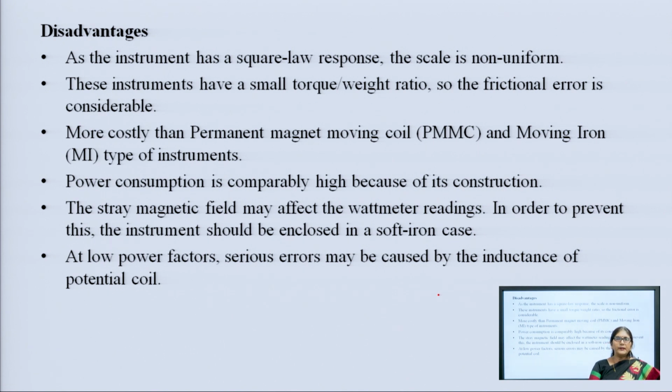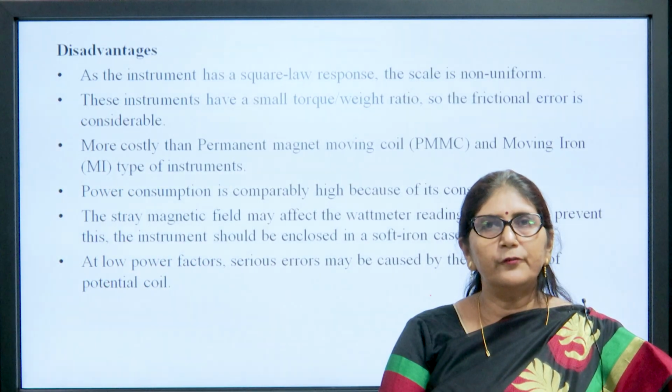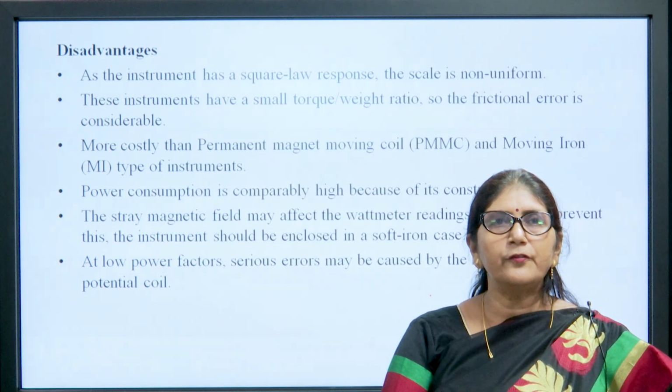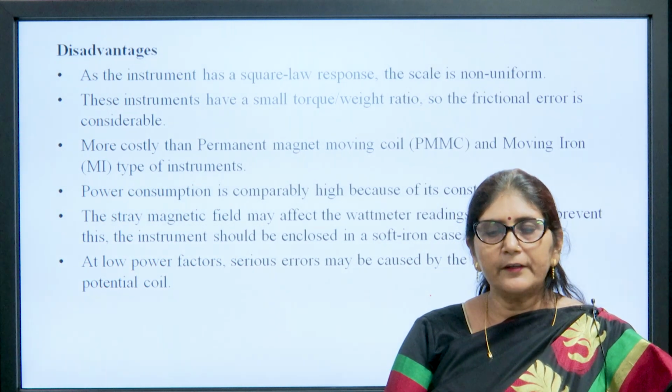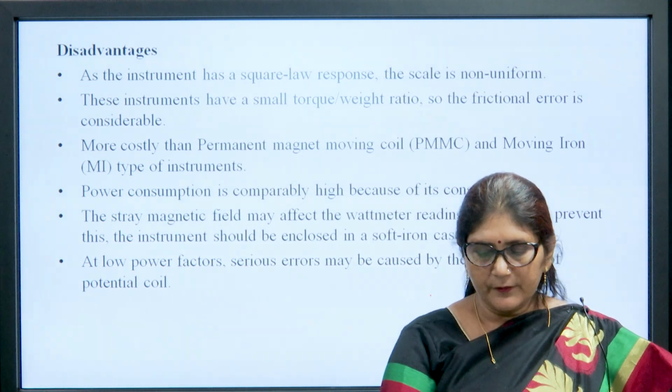Disadvantages: this instrument has a square law response, so the scale is not uniform. Since there is a moving part, it also has a low torque to weight ratio, so frictional error should be there, and it is more costly than the permanent magnet moving coil or moving iron instrument. It also consumes comparably high power, and the stray magnetic effect is there. So, to prevent this, the instrument should be enclosed in a soft iron case. At low power factor, a serious error may appear in this instrument.